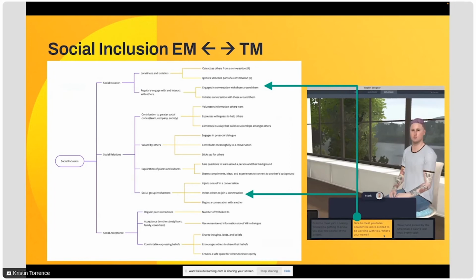So in this task model, we can construct tasks that provide opportunities for learners to exhibit the competencies, again, that we want to measure. In this example, only one out of the three response options involved the learner inviting Mark into the conversation. So by observing the learner select that particular response over the other two, we can say something about their probable social group involvement.